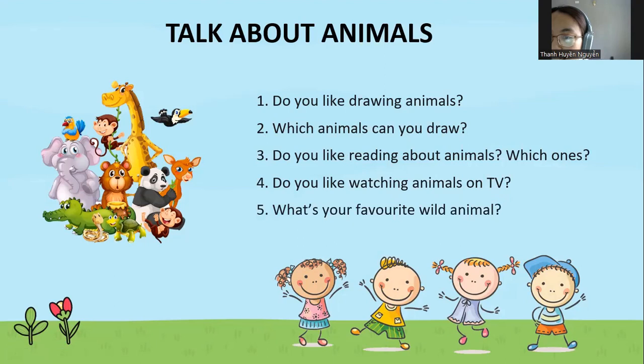Okay. And the next one, what's your favorite wild animal? That is elephant. So maybe you can talk more about this, such as the color of it. What color is it? It's gray. Is it big or small? It's big. It's very big.